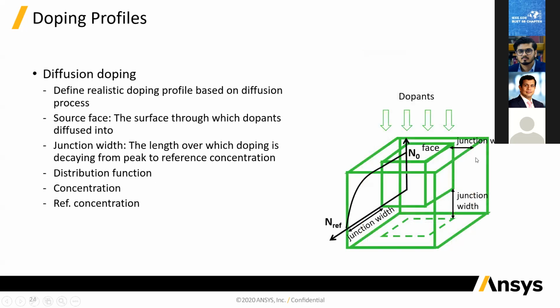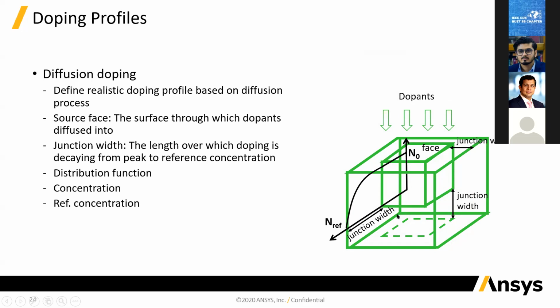So this picture will actually maybe make it easier to see how the diffusion doping object works. This green box is the 3D rectangular prism that defines the extent of your doping object. And then let's say the positive Z side is where you're introducing the dopants. So the peak concentration that you define would be the maximum concentration at the top surface here.